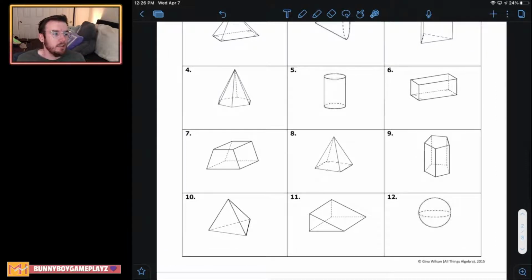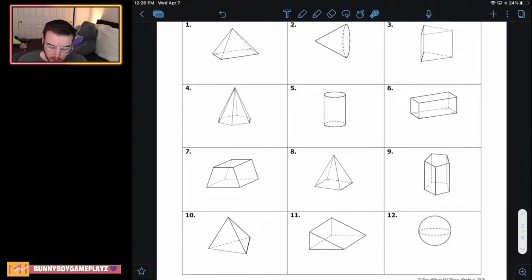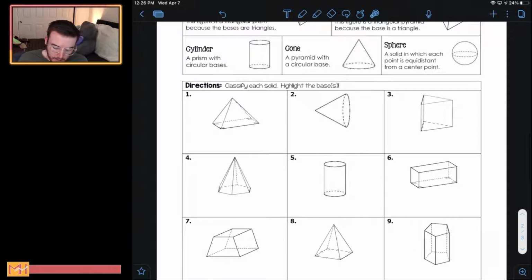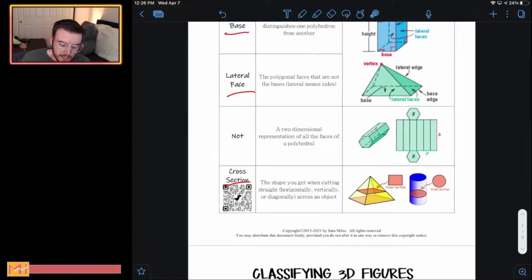We can only do so much when it comes to drawings, but that's what's happening here. We have this circle connected to this circle. So the lateral faces are the faces that connect the bases. There's a base on top and bottom, and we connect them together with lateral faces.